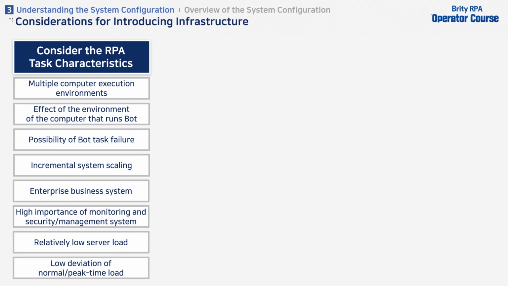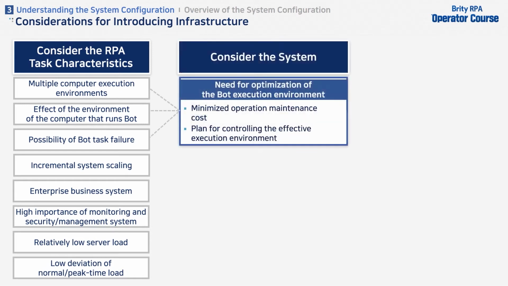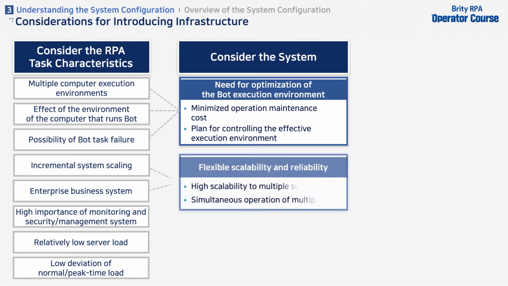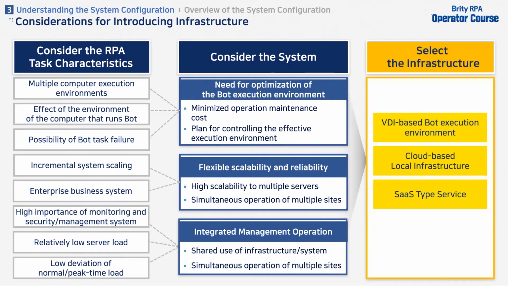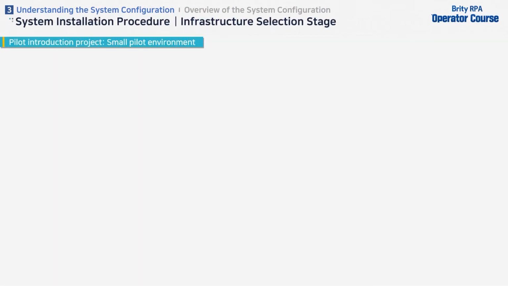Also, the size of the company, security policy, importance of business, and the scope of the applied system must be considered too. For the system, it is necessary to consider the optimization of the bot execution environment, the scalability of the system, and the integrated management capability. And based on this, select infrastructure that fits the characteristics, such as building your own local system or introducing a specialized SaaS type RPA. The following is an example of infrastructure solution.